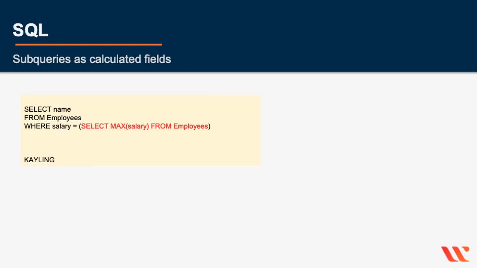So here's an example of a subquery as a calculated field. In this case, we're saying SELECT name FROM employees WHERE salary =, and then a subquery of SELECT MAX(salary) FROM employees. So in this case, we're getting Kaling, who is also the president of the company, so she makes the most money.